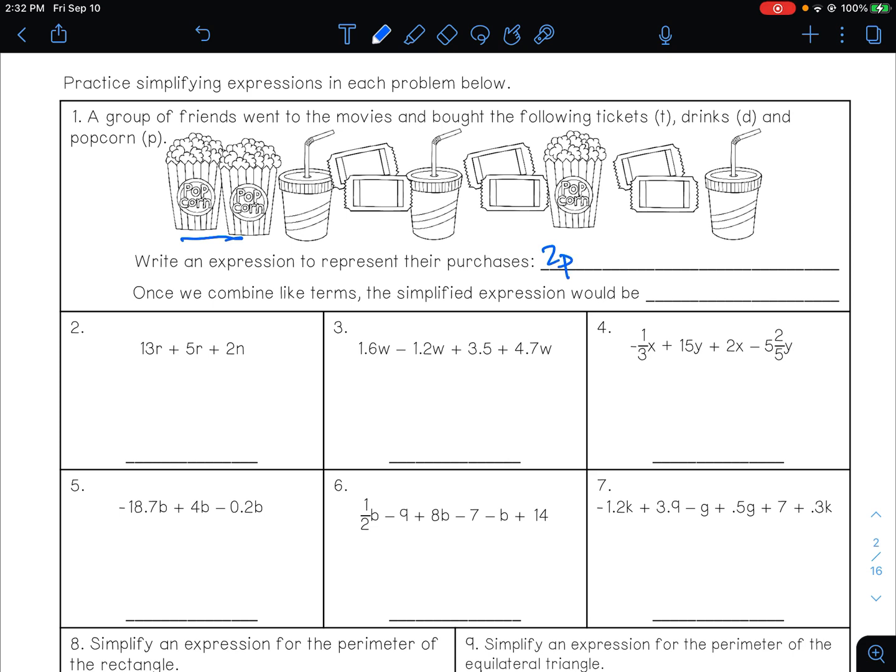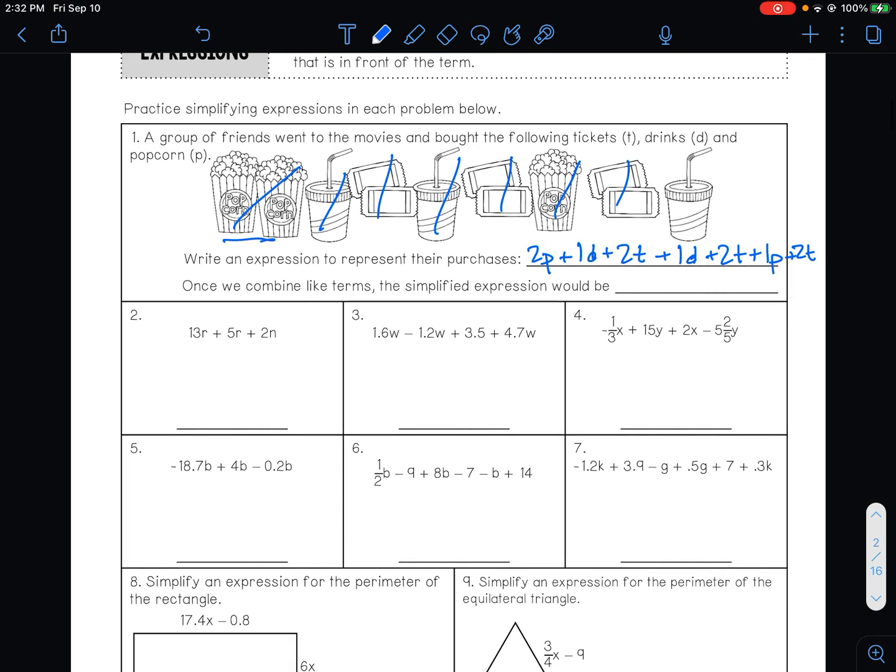And they also got a drink. And then they got 2 tickets. And they got 2 popcorns, a drink, 2 tickets, another drink, so 1D, plus another 2 tickets, plus another popcorn, plus 2 tickets. Oh my goodness, I'm out of room.